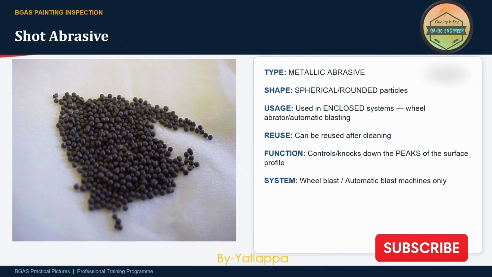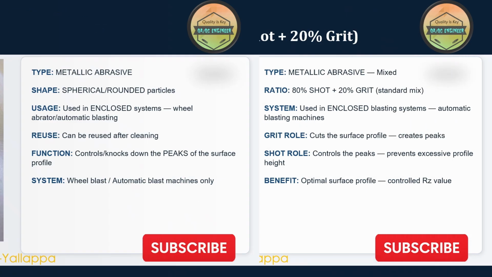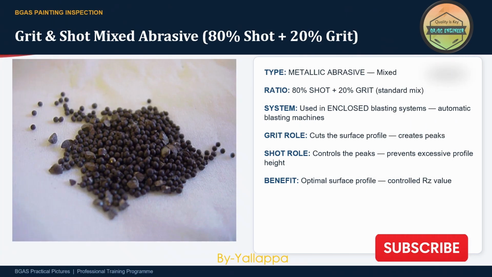This slide shows steel shot. Unlike grit, shot particles are spherical. The primary function of shot is peening rather than cutting. Shot is frequently used in automatic blasting systems where abrasive recovery is possible. The rounded particles produce a more uniform surface profile. For examination purposes, shot equals spherical particles. Peening action. Profile control.